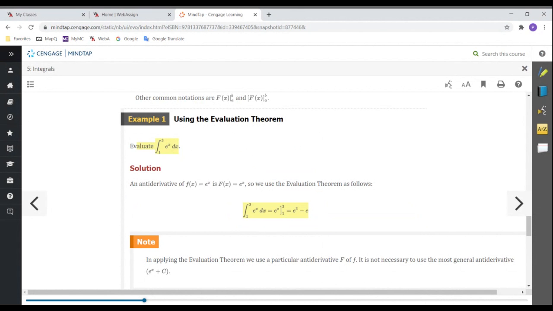So the definite integral from 1 to 3 of e to the x dx is just e to the x evaluated at 3 and 1, and that's e to the third minus e. Okay, and that's what it is. Are there any questions on that? All right, if there are none, then let's go ahead and look at a few examples that I have.